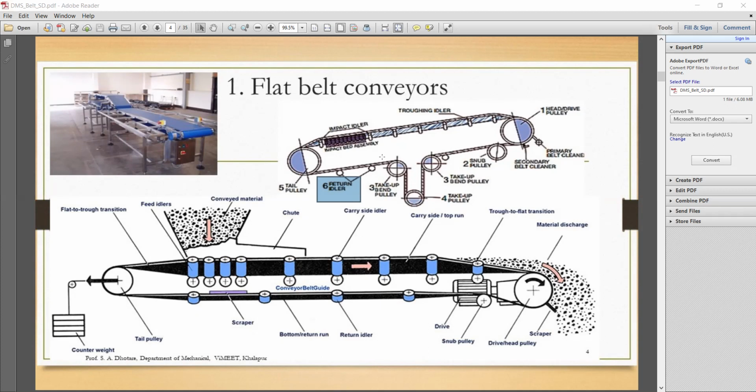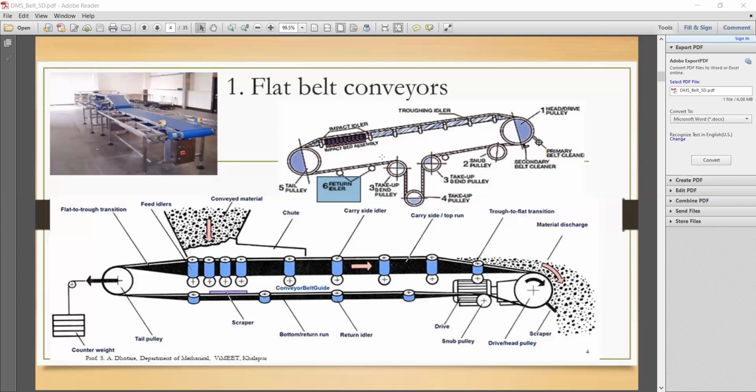Belt take-up devices are very important because they have to maintain the tension inside the belt so that it does not slip. So that's why belt take-up devices are used. Feeder unit consists of a feeder and hopper, which provides the loading of the material into the belt conveyor as shown in the figure. Then discharge unit is used to drive.